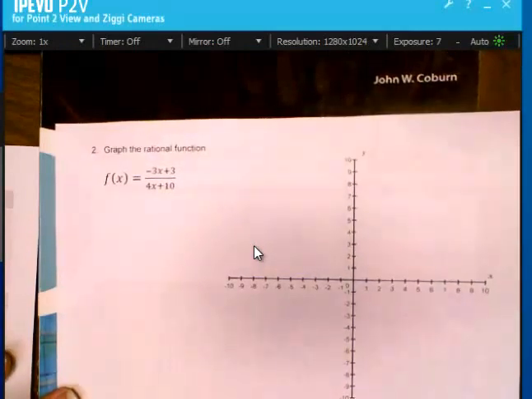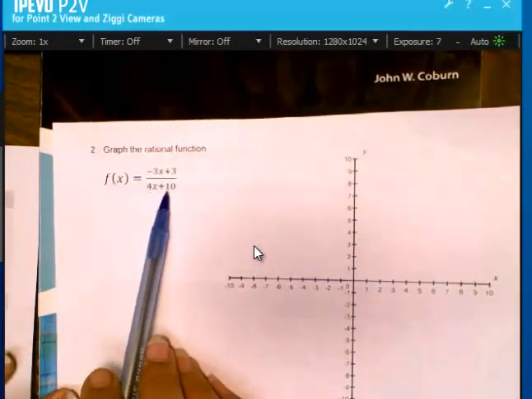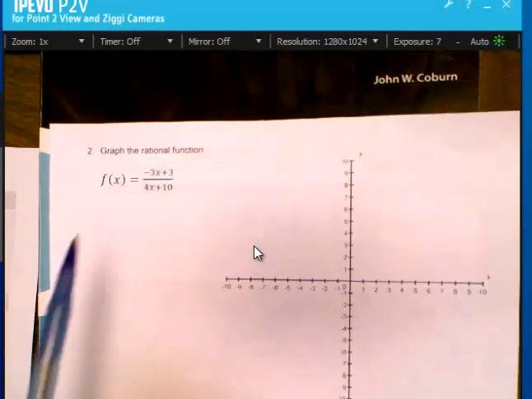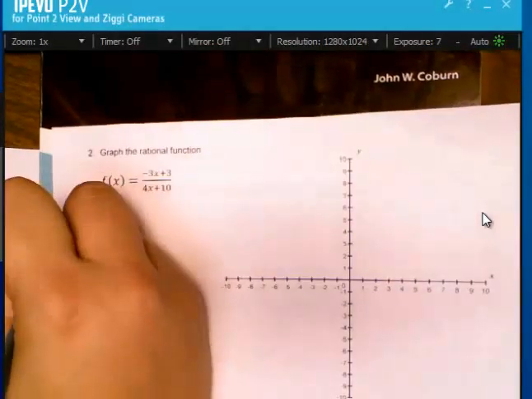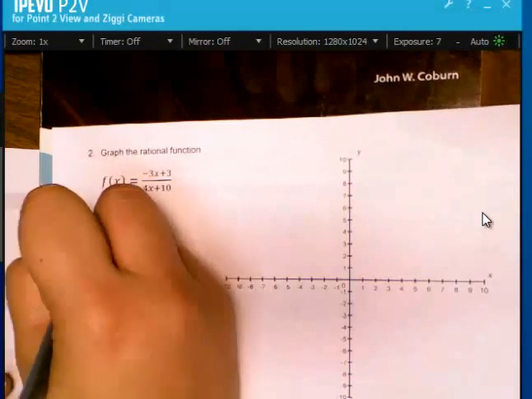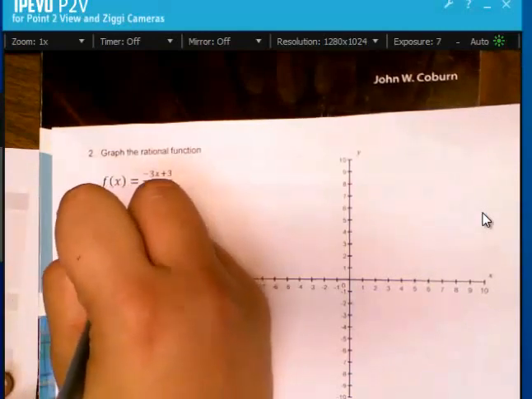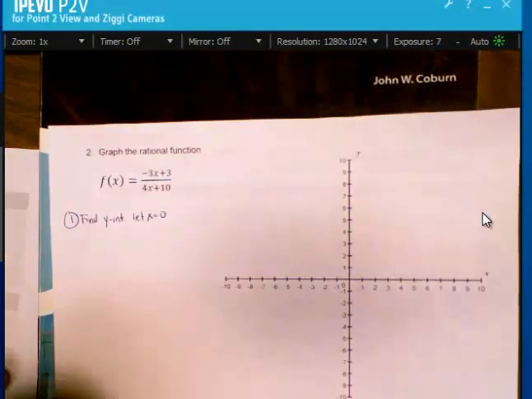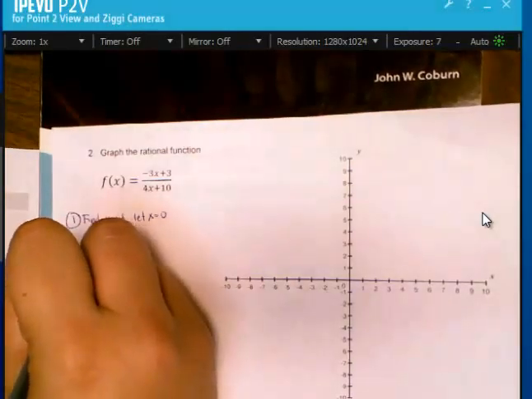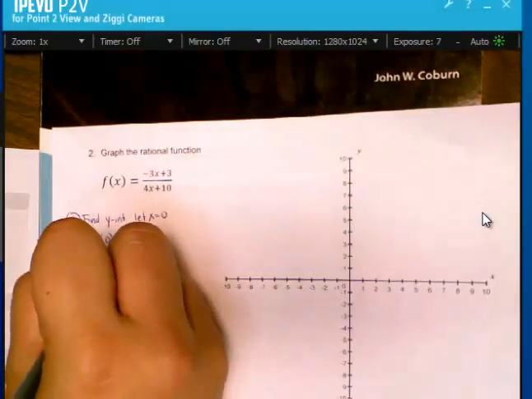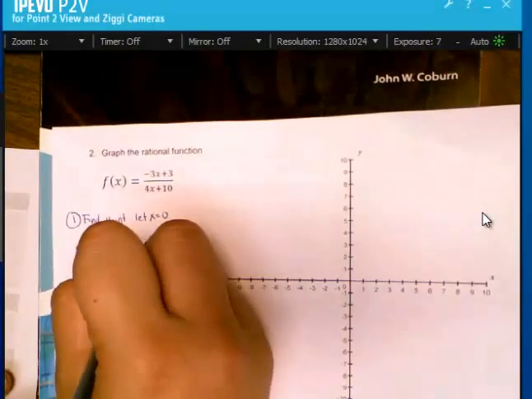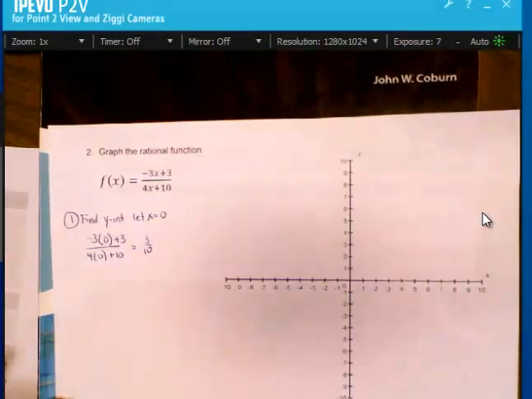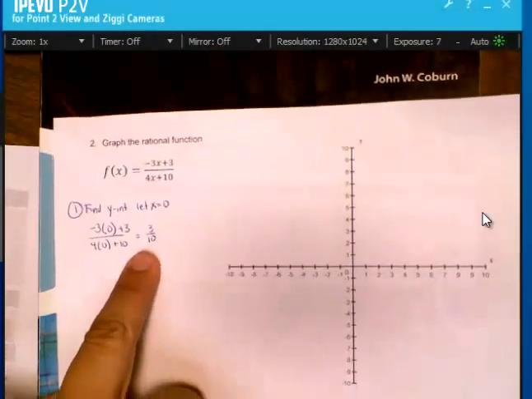Here we've got -3x plus 3 all over 4x plus 10. We're going to again follow the same steps that we did on the previous problem. The first thing is we're going to find the y-intercept. So we're going to let x equal 0. This becomes -3 times 0 plus 3 all over 4 times 0 plus 10, which reduces to 3/10. So this right here is our y-intercept.